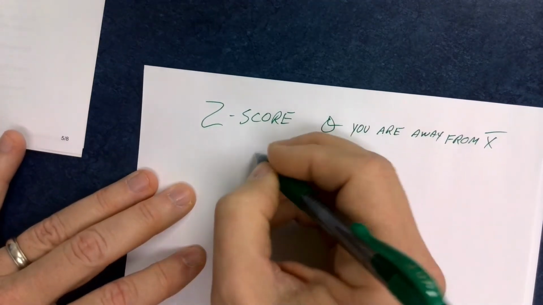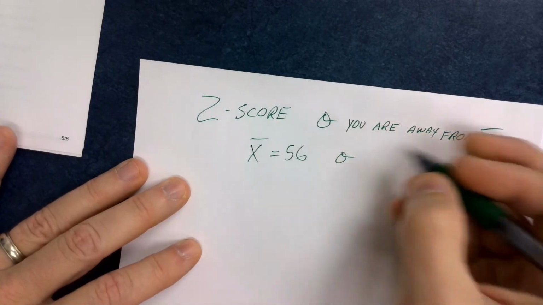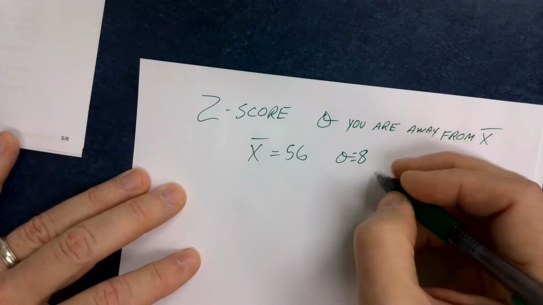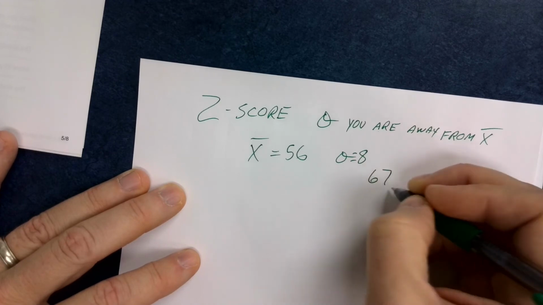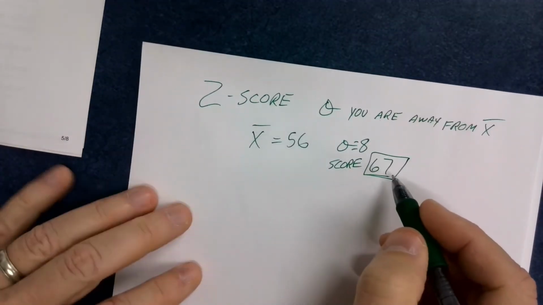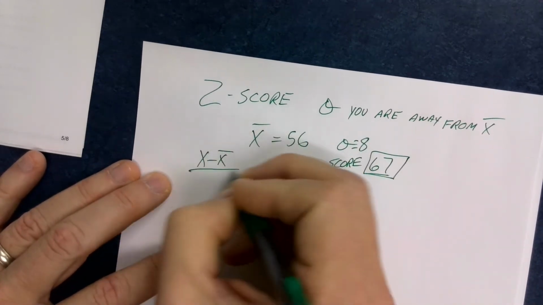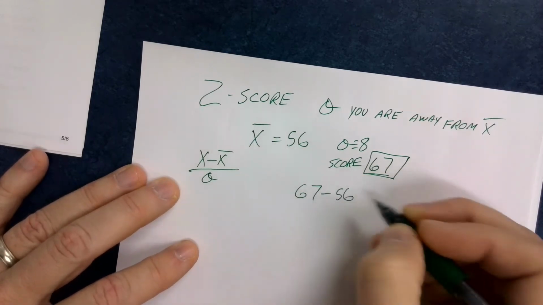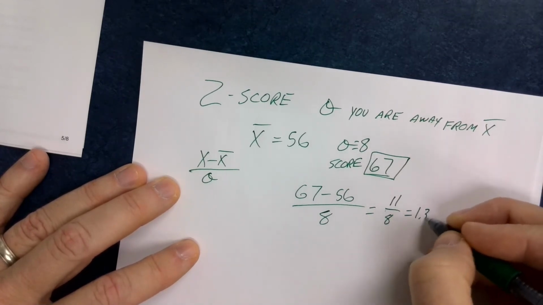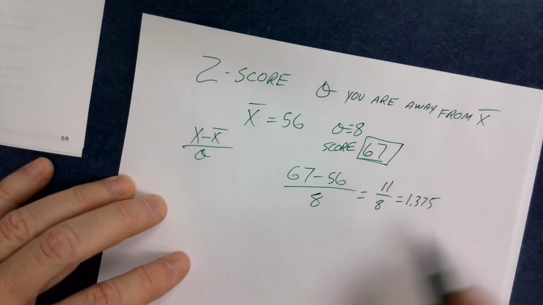Okay, so if the mean was, say, 56 for this, whatever this category is, and the standard deviation was 8, good deal, and you scored a 67, awesome. If I want to look at standard deviations away, or look at the Z-score, I would do my score, 67, minus the mean. It's x minus x bar divided by the standard deviation. So 67 minus 56 over 8, which equals 11 over 8, which equals 1.375. Awesome. So a Z-score of 1.375 means you're more than one standard deviation from the mean.